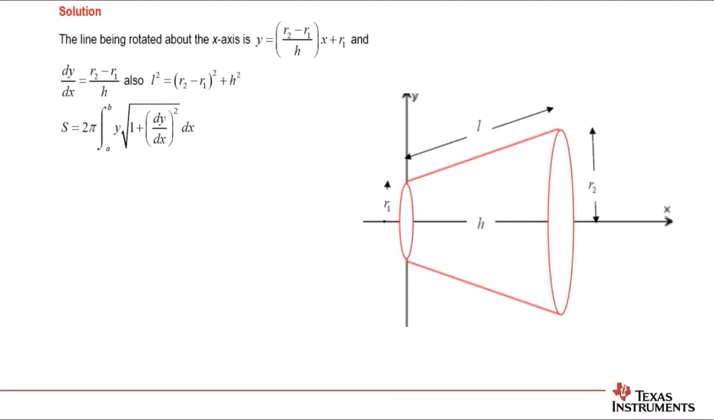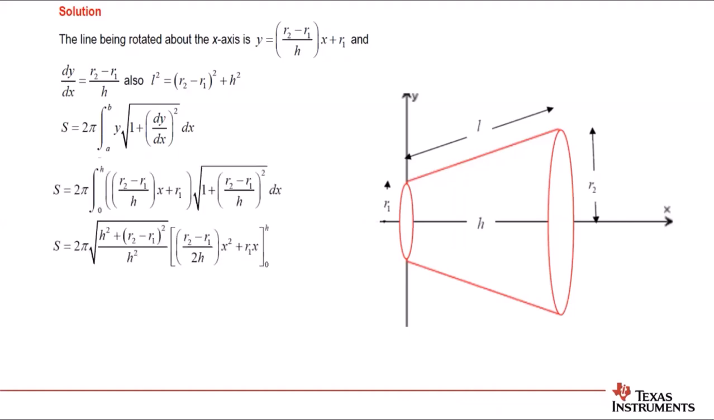And we can also see that in that triangle, L squared is equal to that distance, (r2 minus r1) squared, plus h squared. So once again, 1 plus dy/dx all squared is just a constant. We still have the y there, so the only part where we've got an x is from the y, and that needs to be integrated. The x becomes a half x squared, and the r1 becomes r1 x.